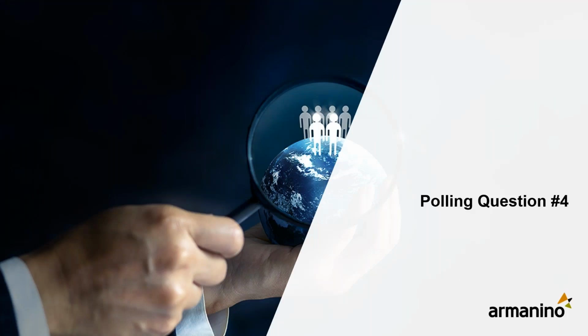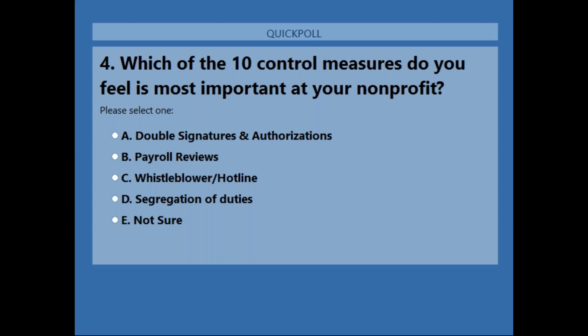Great. All right, this is our last polling question, so make sure to answer this one if you've missed any. And here it is. Which of our 10 control measures do you feel is most important at your nonprofit? Is it A, double signatures and authorizations, B, payroll reviews, C, whistleblower hotline, D, segregation of duties, or E, not sure? Again, this might be your last chance to get CPE credit if you missed any one of the previous questions. All right, we're going to close the poll in 3, 2, 1.